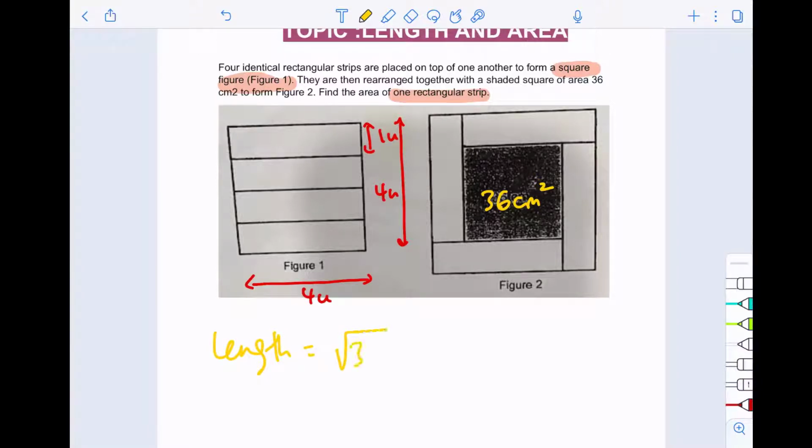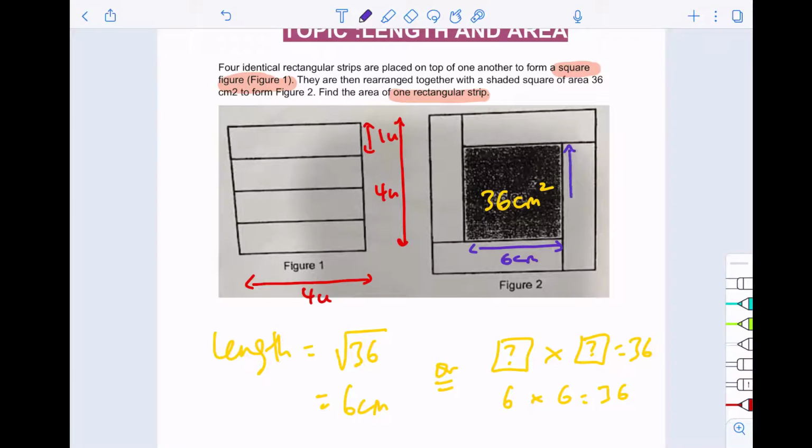Square root of 36, which is 6 cm. Or if you're not familiar with the square root concept, then you can ask yourself what times what will give you 36. It has to be the same number. So 6 times 6 will give us 36. Okay, so one length here will be 6 cm. Over here as well, 6 cm.